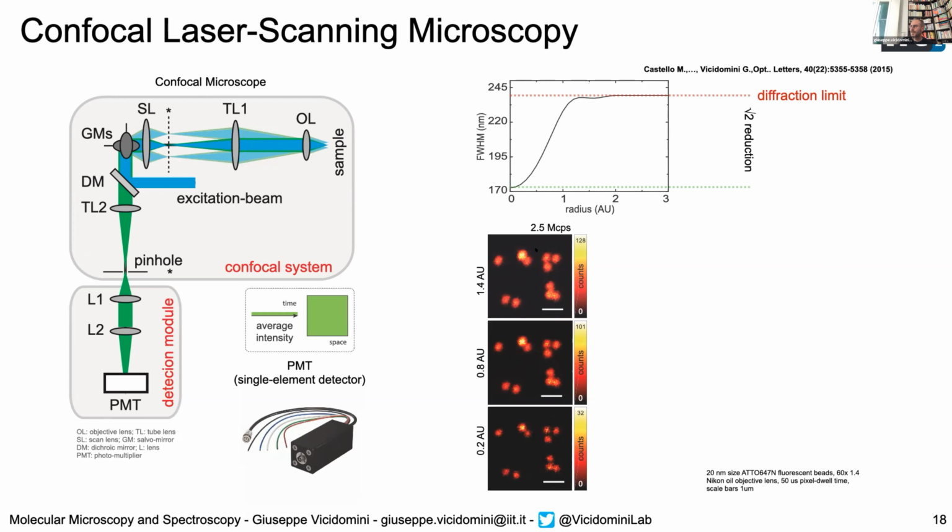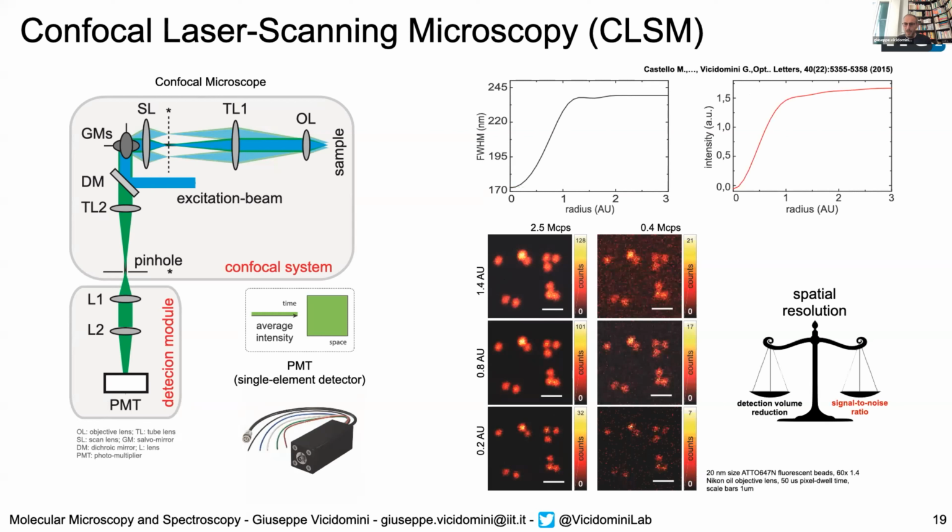This improvement can also be seen from imaging this calibration sample, some simple fluorescent beads. You can see that when you close the pinhole, moving from the top to the bottom, you can better resolve, you can better separate the nanoparticles in your sample. But the reason why confocal microscopy has not been considered a true super resolution system is that, unfortunately, when you close the pinhole, you also lose signal to noise ratio. As you can see from this graph, here is the intensity as a function of the pinhole. Obviously, when the pinhole becomes infinitely small, you don't have any more signal. You do not collect any more light.